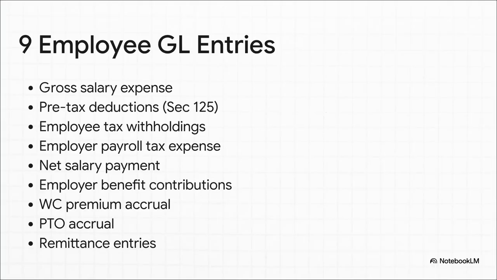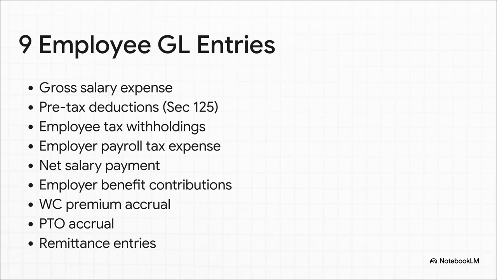Okay, so there are exactly 11 accounting entries for this cycle, and they're split into 2 very different camps. Let's start with the 9 employee entries. You've got your gross salary expense and your Section 125 pre-tax deductions. Then the third one is huge, employee tax withholdings. Remember, these funds are literally held in trust. They are never, ever the employer's money.